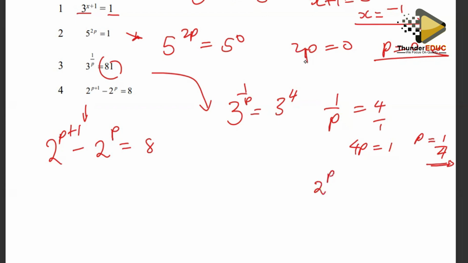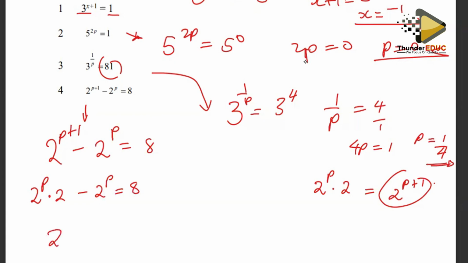So if you have 2 to the p times just a 2, it's the same as 2 to the p plus 1. Okay, this is law number 1. So instead of me leaving it like this, I can write this one so that I show people how the factorization is going to be done.